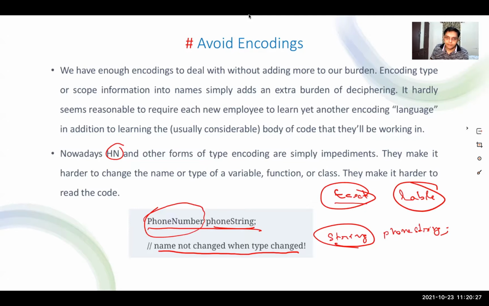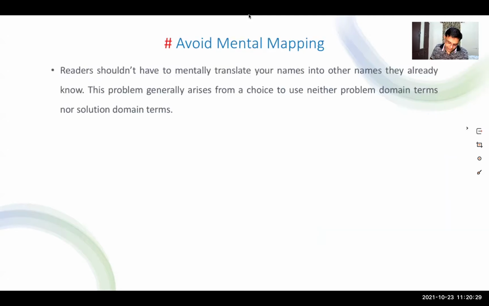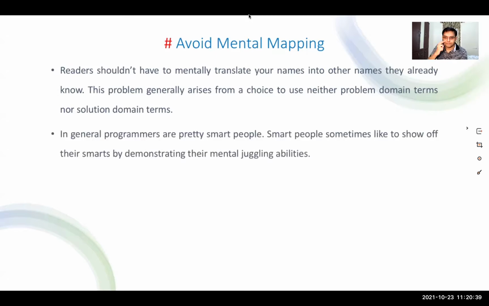Clear? So avoid this kind of encoding also, and avoid mental mapping also. Mental mapping means readers must mentally translate your name into other names that they already know. Okay, a lot of smart people are there. I want to show my smartness, so I know a lot of words and I just want to map them out there. Maybe you use some kind of tough words, or some local words, that I know and some of my colleagues may know too, but it's not actually good for other practices also.